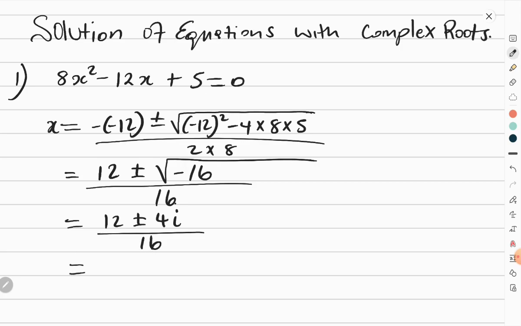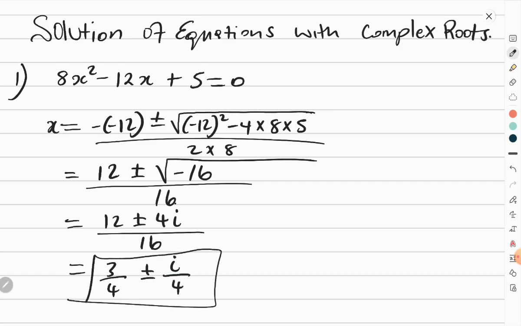So we can then simplify this: we have 12 divided by 16. 4 goes 3 times, 4 goes 4 times, so we have 3 over 4 plus or minus i over 4. So these are the solutions for the first equation, the quadratic equation. These are the complex solutions that we have.